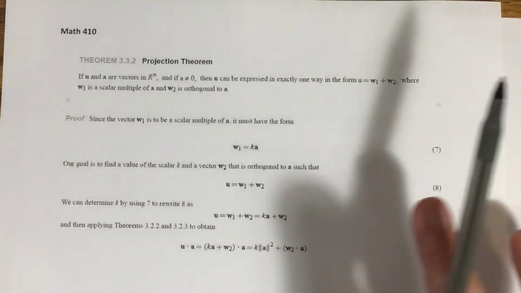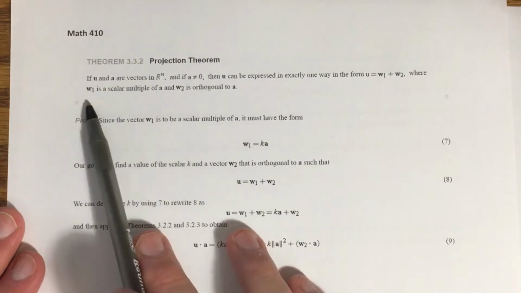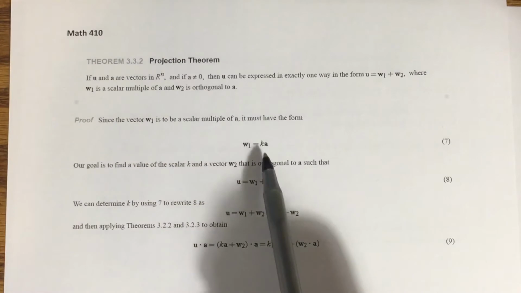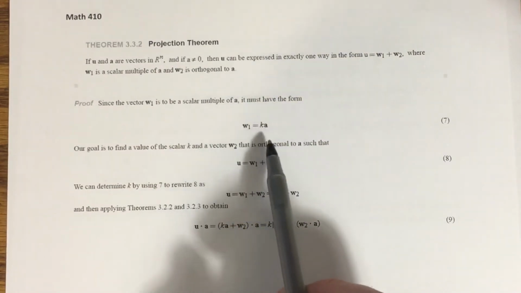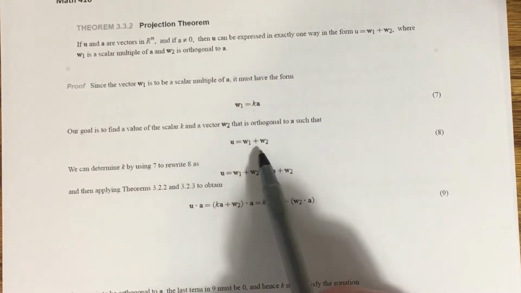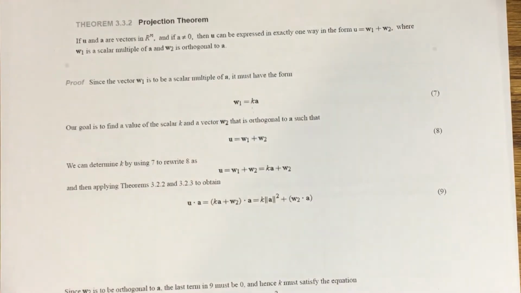The statement here says that W1 should be a scalar multiple of a. In other words, we want to show that we can find some scalar k, which when multiplied by a gives us the vector W1 that we're referring to in that proof. Our primary goal here is to determine what that scalar should be if we're given u and a. And then we also want to use this to come up with a vector W2 such that the sum of these two vectors is equal to u, and these two vectors are also orthogonal to each other.